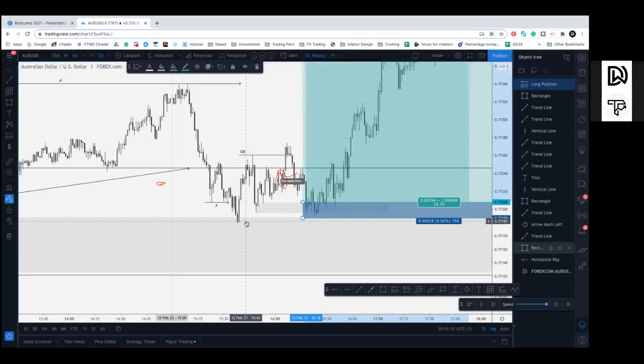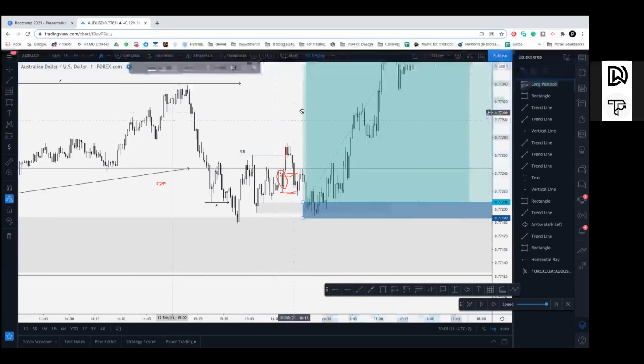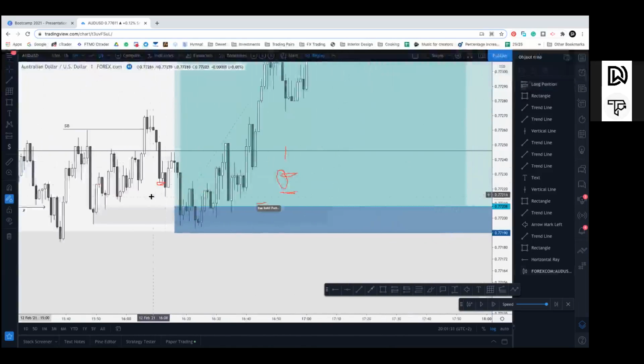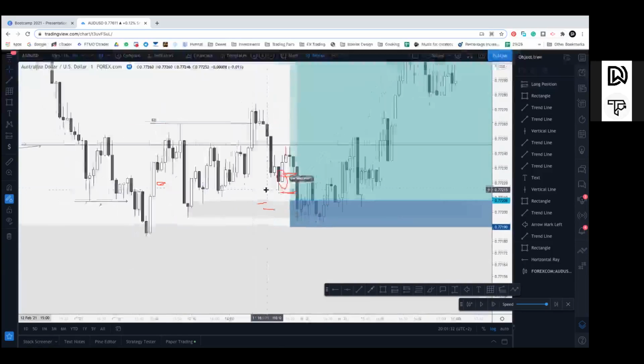Actually, this is the order block, right? After breakout, and then the market created the order block around here. Is it? Why did you take this one? Why not this one?